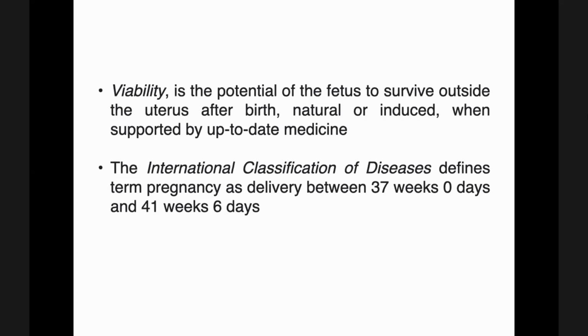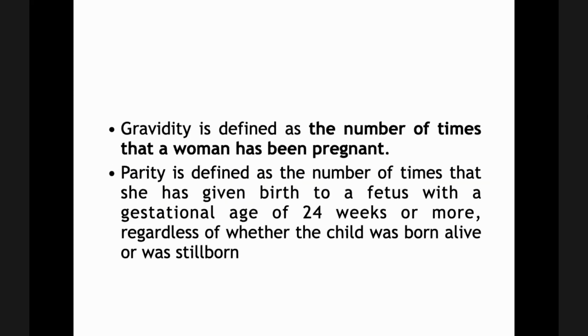So, as I said, viability is the potential of the fetus to survive outside the uterus after birth, whether naturally or induced. Term is 37 weeks to 42 completed weeks. Then the next term is gravida. Gravida is the number of pregnancies, the number of times the woman has been pregnant. And parity is the pregnancies she had beyond 24 weeks.